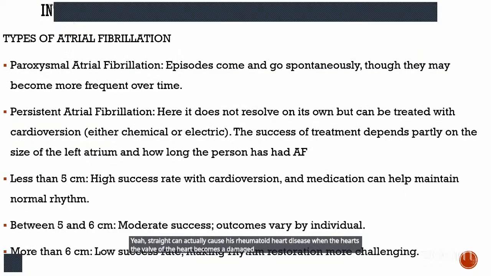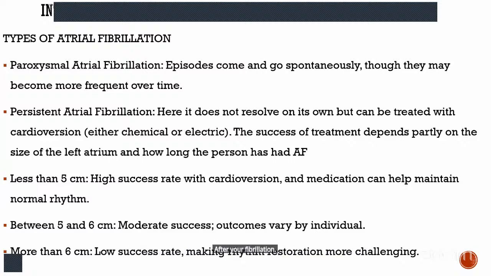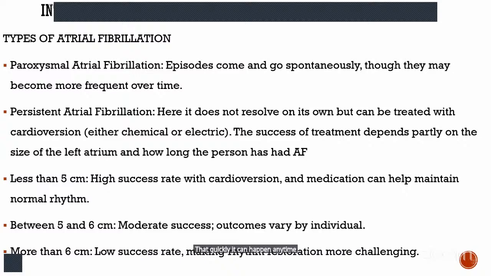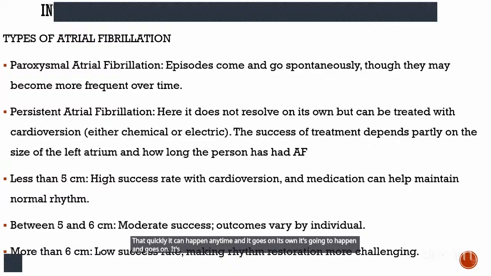We will also talk about types of atrial fibrillation. We have the paroxysmal atrial fibrillation and the persistent atrial fibrillation. Paroxysmal atrial fibrillation is the one that occurs spontaneously, quickly. It can happen anytime and it goes on its own. While the persistent one happens and doesn't go on its own.